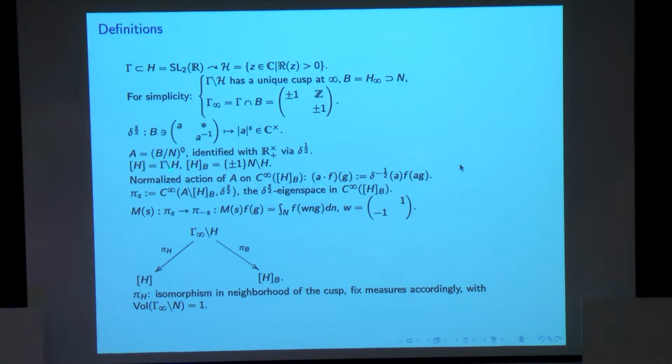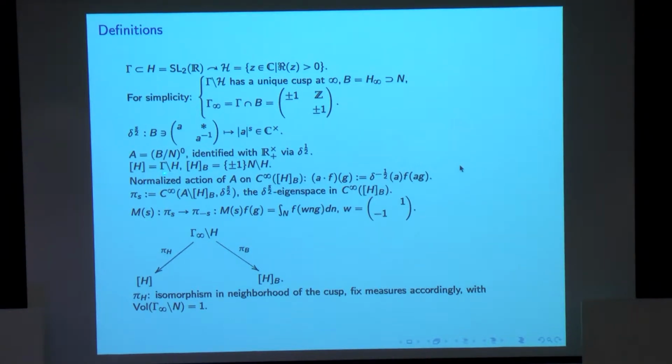And here are my basic spaces. Brackets H will be the automorphic quotient H mod gamma, and brackets H sub B is the boundary degeneration. In other words, it's the quotient of H by N times plus minus 1. N is all upper triangular matrices. So the action of the torus A on C infinity of the boundary degeneration will be normalized so that it is unitary.